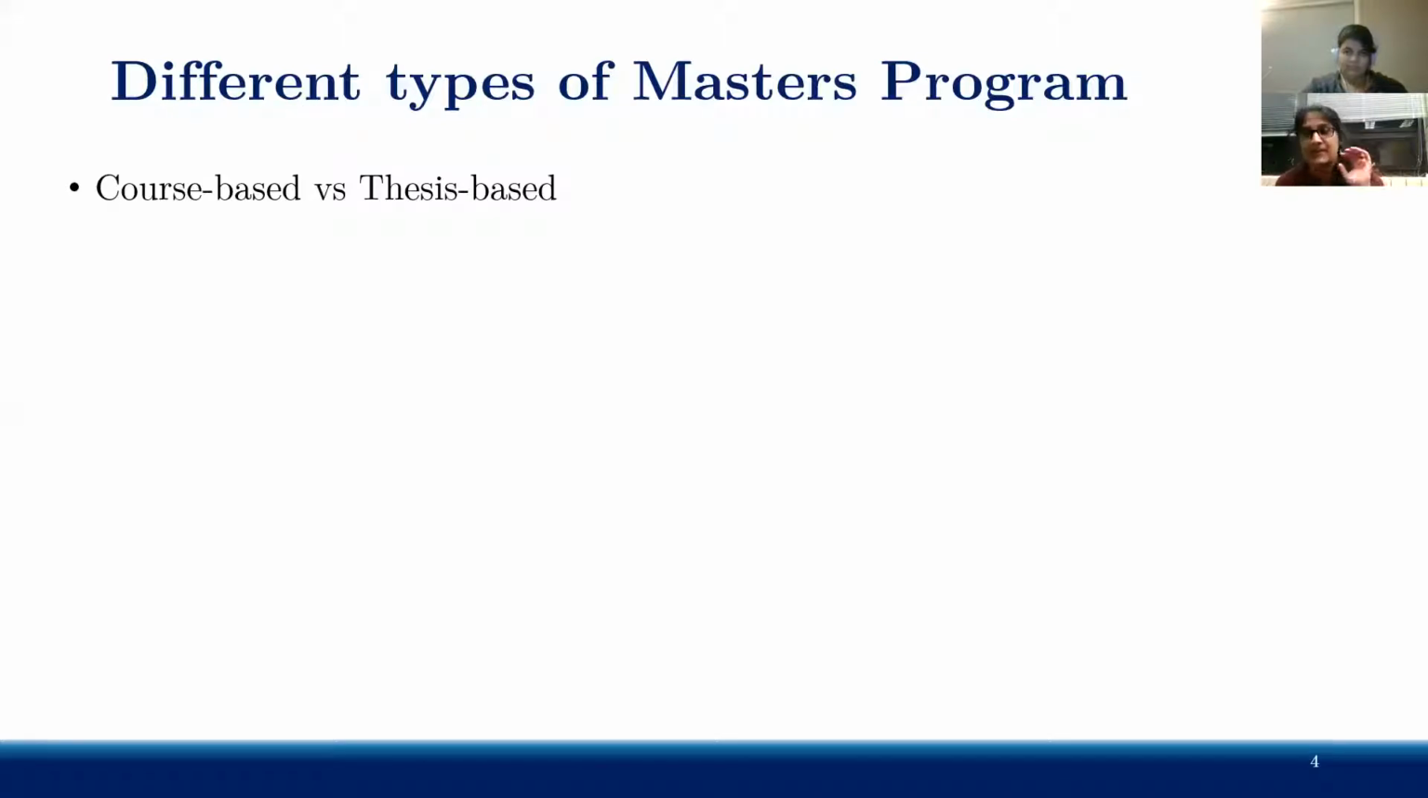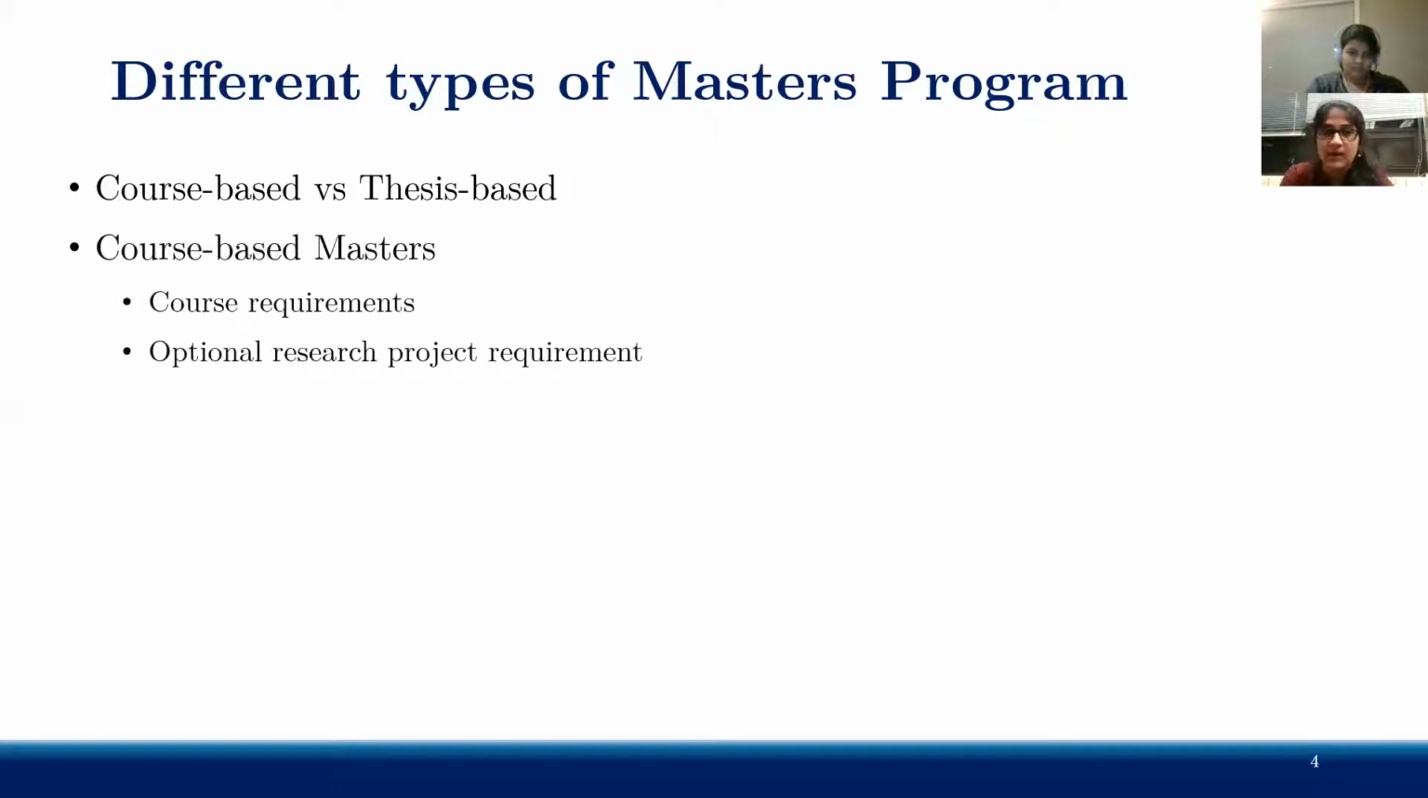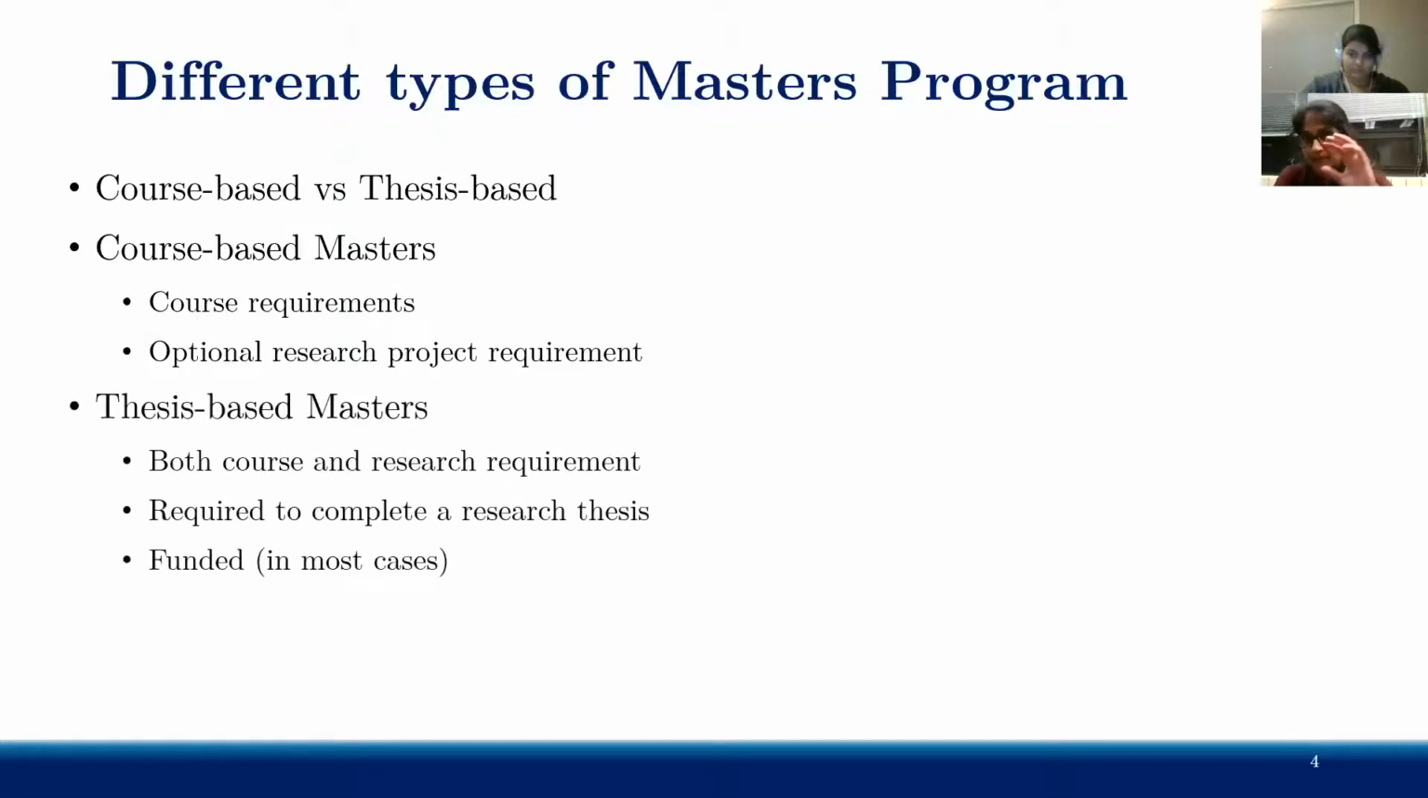In general, you can classify the master's programs, the degree-offering programs, into roughly two types. One I call the course-based masters, and the other I call the thesis-based masters. In the course-based masters program, as the title suggests, you definitely have course requirements. To get a degree, you have to complete a certain number of courses, and there may or may not be a research project requirement. Say you take a course for 2 credits; instead, if you do a research project in a lab, you might get 3 or 4 credits for that. That is how the degree requirement for course-based masters works.